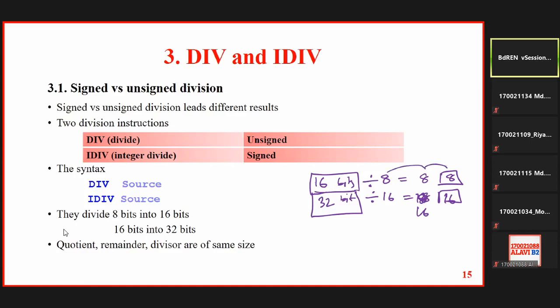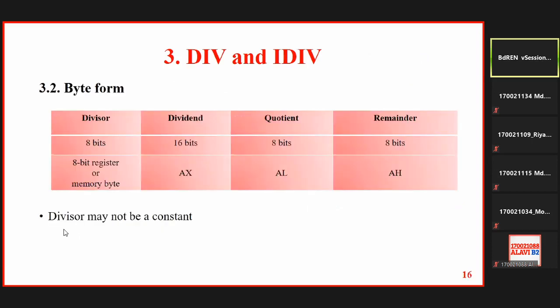In case of multiplication, we had AL and AX. We were assuming that one of the operands, one of the numbers that we want to multiply, should be in AL or AX. In this case also we expect that. This side is the byte form. This dividend we are talking about is before the instruction executes, and after execution, the result will be the quotient or the remainder. The divisor and these two will be the same size, 8-bit, and in case of byte form, our dividend will be 16-bit.